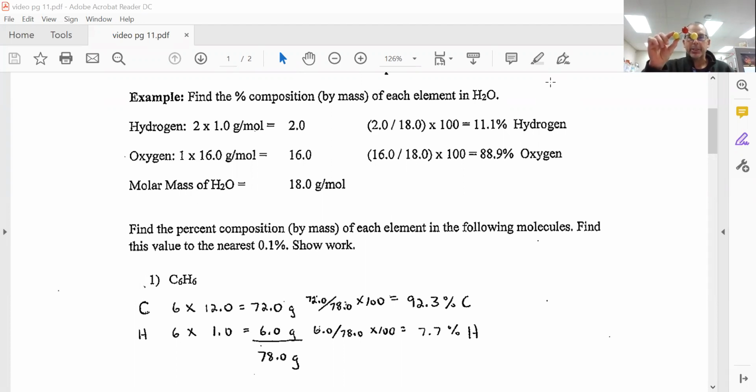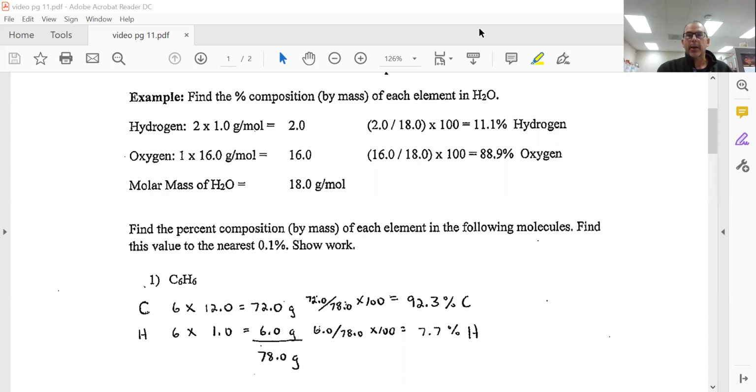If I just looked at H2O, I'd say there's twice as many hydrogen atoms as oxygen atoms. That is true. But by mass, because oxygen weighs more than hydrogen, a bigger percentage of the mass of water comes from oxygen instead of hydrogen. So by number of atoms, it's 67%, or 2/3 hydrogen, and 33%, or 1/3 oxygen. By mass, it's a different story.